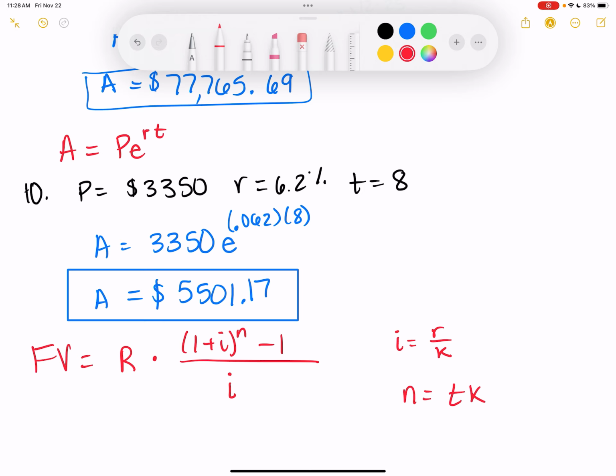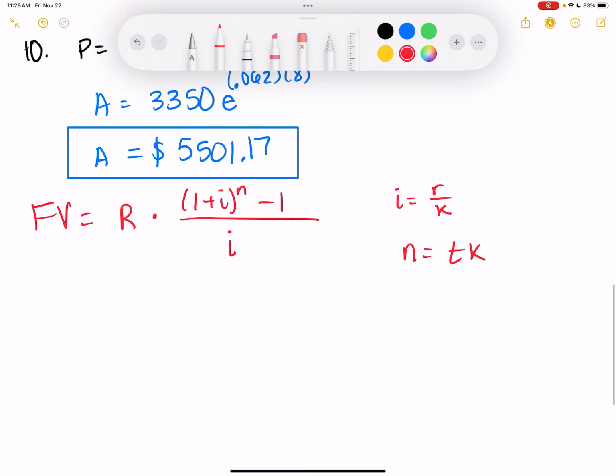So a lot of times I will find these two numbers first and then plug them in instead of having all these little extra things happening in the problem, but it's up to you how you want to do it. So number 14, we've got capital R equals $300. Little r is 6%. T is 12 and K is 4.